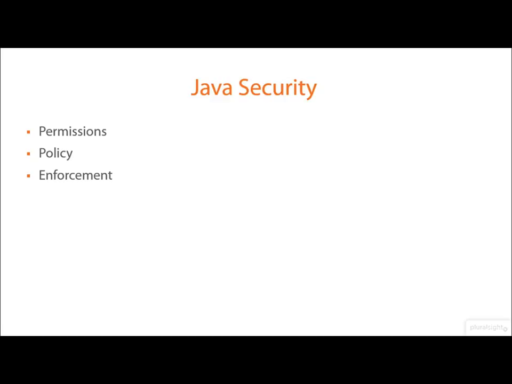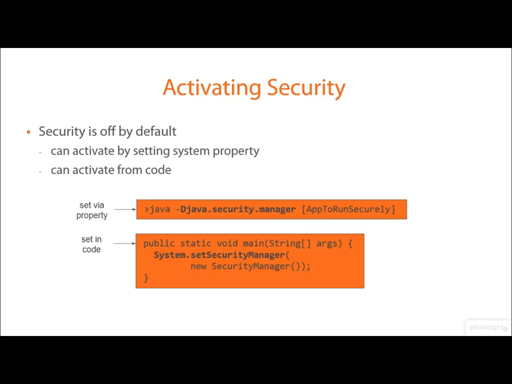So just to recap, in the first module, we saw that Java security was built on these three things: permissions, policy, and enforcement. We also saw that we can specify a Security Manager in one of two ways. So if we require security to be used, we have to load our application with a Security Manager, and we can either specify the Security Manager on the command line, or we can load a Security Manager in code.